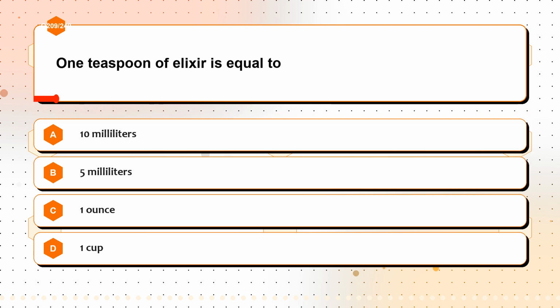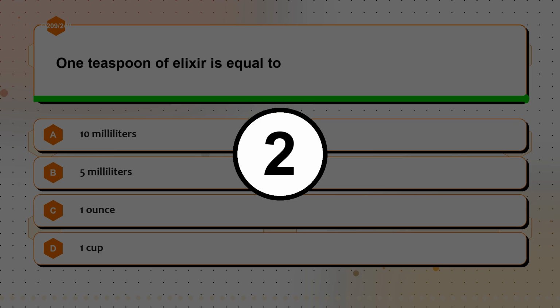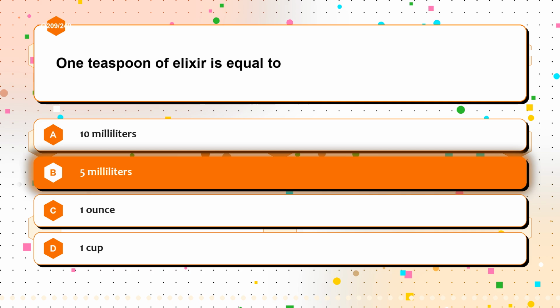Question 209. 1 teaspoon of elixir is equal to what? Here are the options. Option A, 10 milliliters. Option B, 5 milliliters. Option C, 1 ounce. Option D, 1 cup. The correct answer is option B, 5 milliliters.